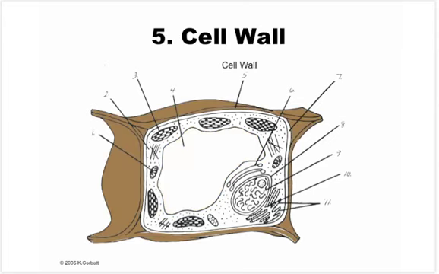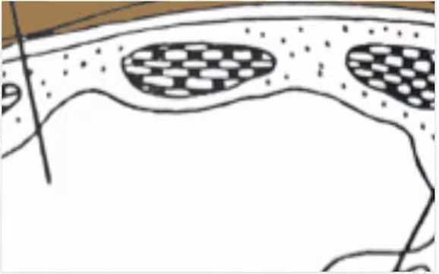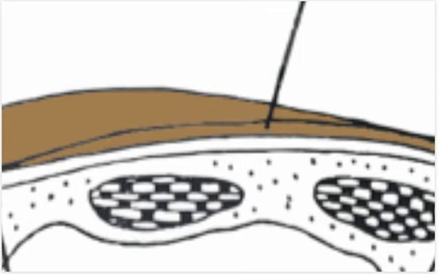Next one, number 5 is a cell wall. Now be careful with this one because if I zoom in on this picture, you can see that there are actually 2 different layers here. There's this layer right here, that's something different. And then there's this outer layer, that's the cell wall. So make sure that when you're coloring that you do not color any of this inner layer, because that is going to be something else.